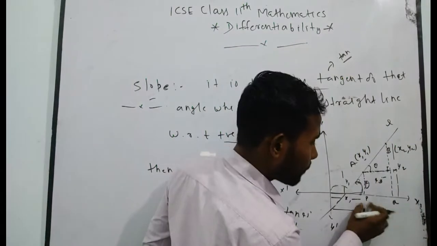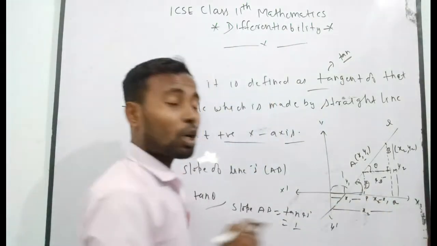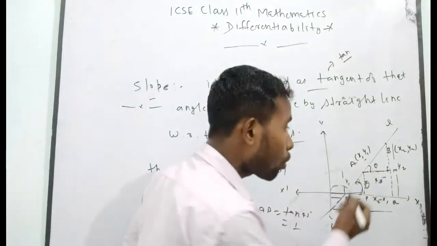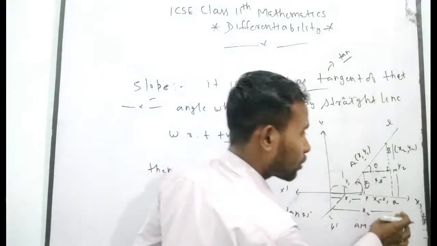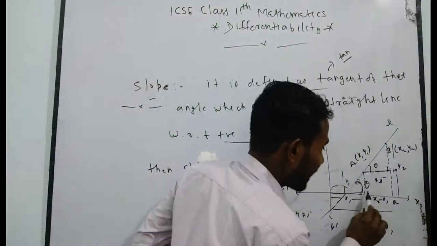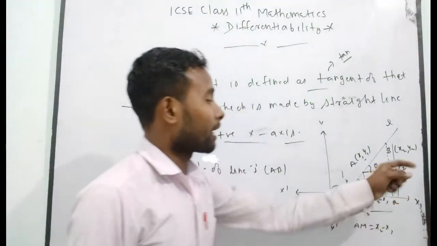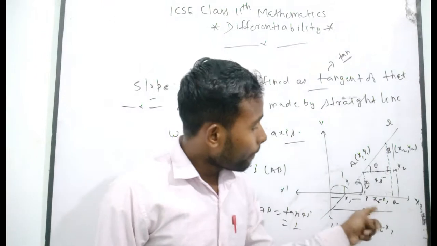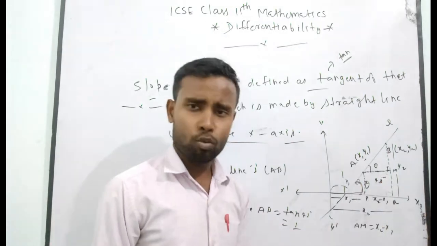So can you tell me the length of PQ? PQ is x2 minus x1. If PQ is equal to x2 minus x1, then you can definitely tell about AM. AM is also equal to PQ, so AM is also x2 minus x1. Why? Because PQMA is a rectangle. How can you tell? Because this angle is 90 degrees, this angle is 90 degrees, this angle is 90 degrees. If a quadrilateral has each angle 90 degrees, then it becomes a rectangle. So PQ is equal to AM, and as PQ is x2 minus x1, AM will also be x2 minus x1.